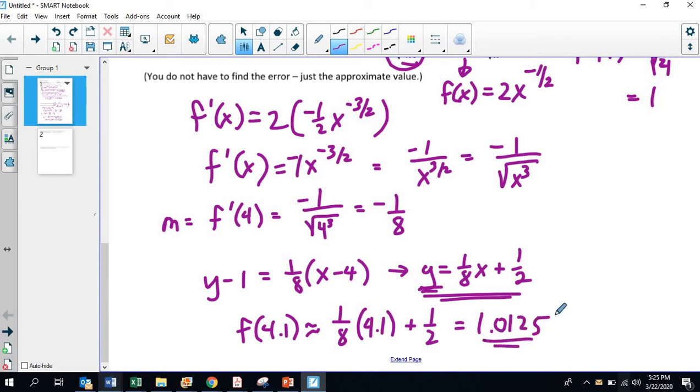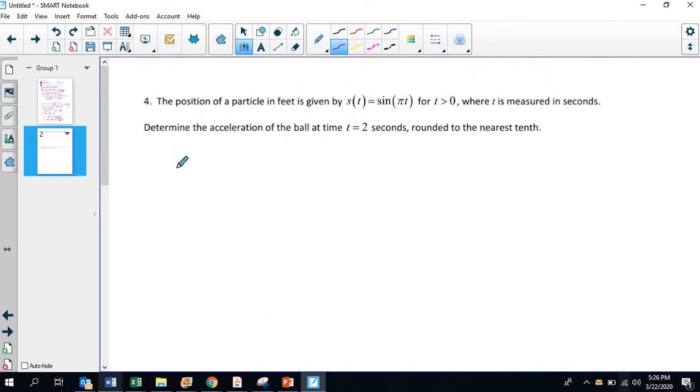All right, we didn't have to find an error, so this is the answer that I was looking for from you. Okay? Now, on to the last page here.